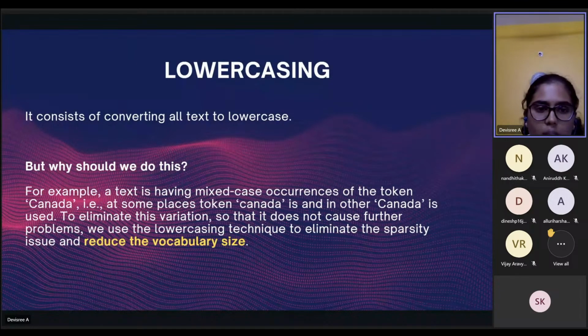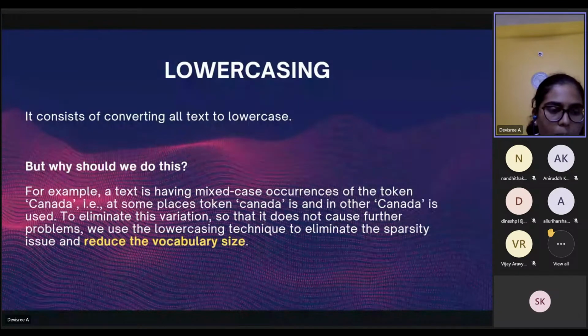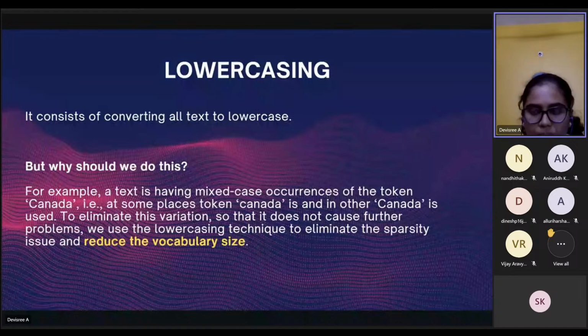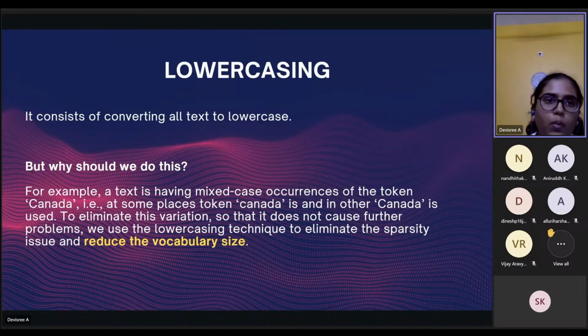Next is lowercasing. It simply involves converting all the text present to lowercase. Lowercasing is important to standardize the text. For example, we have a text which has mixed case occurrences of the word Canada, one with a capital C and one with a lowercase c. If we consider a vocabulary with all the unique words of the text, it will consider Canada with the capital C and Canada with the lowercase c as two different words, and this is not desirable.